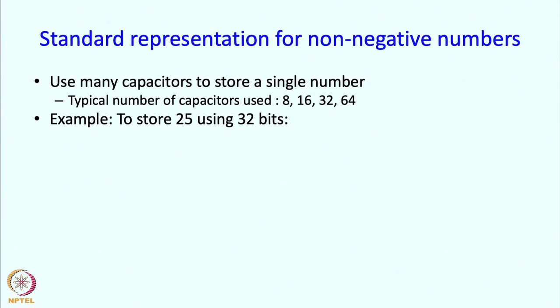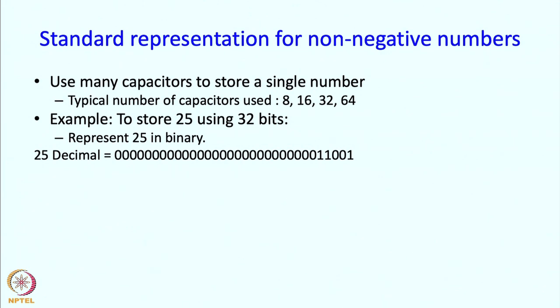So suppose I want to store 25 using 32 capacitors or 32 wires, or in abstract terms we can say using 32 bits. How do we do that? Well, we are going to first convert 25 to binary. So what is 25 in binary?